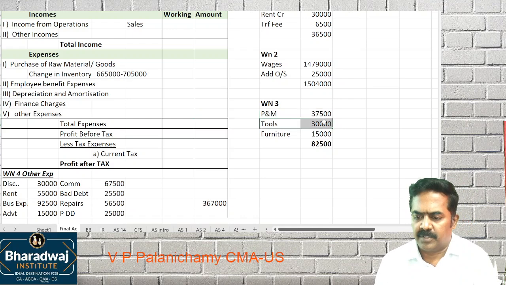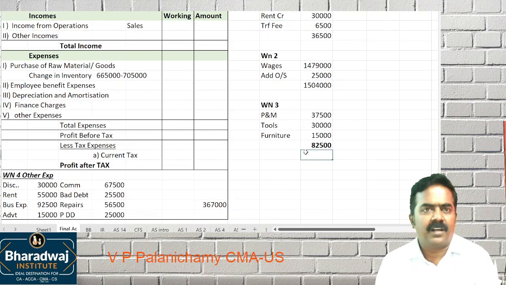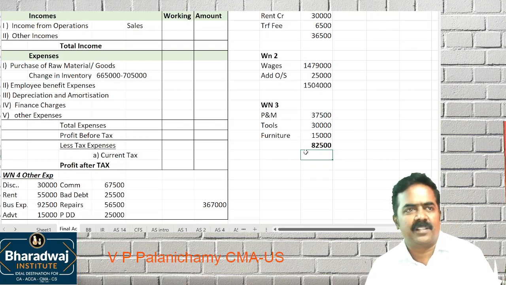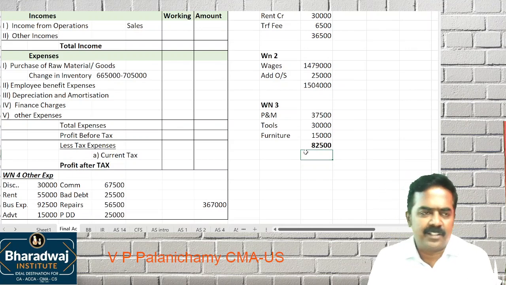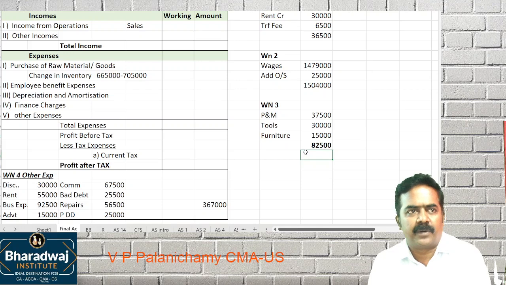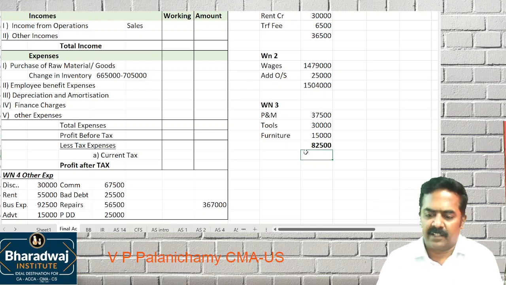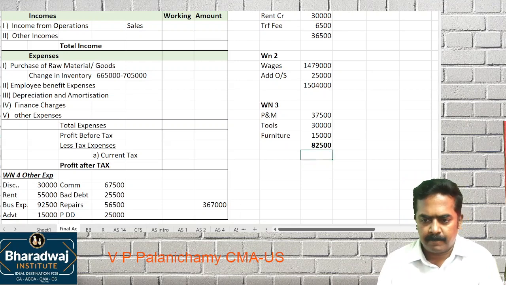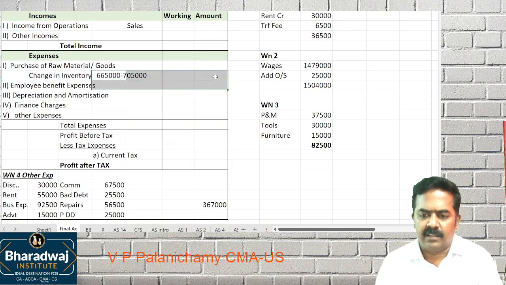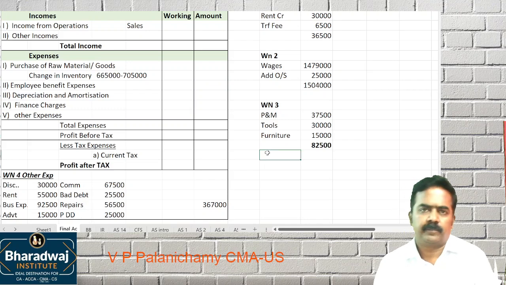Depreciation on plant and machinery, tools, and furniture. I'm doing a shortened version. Don't do this in the exam. For reducing the time in the revision, I write in short form, but in the exam, you must write a proper note with proper words and titles. Here, change in inventory is increase in inventory.